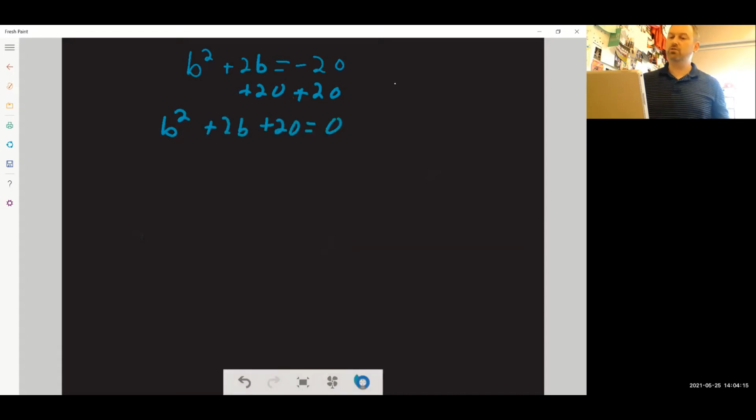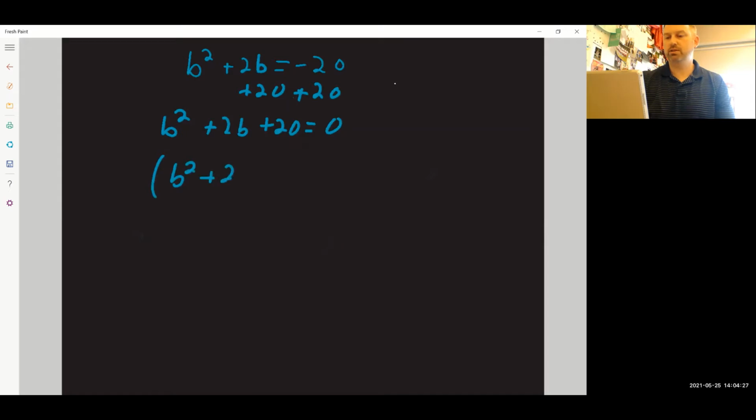Now, again, the leading coefficient is 1, so I don't need to factor anything out. But if that weren't 1, my first job would be to factor out whatever that is. So here we go. b squared plus 2b, leave a space, plus 20 equals 0.